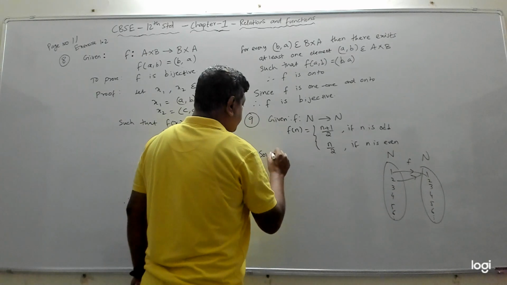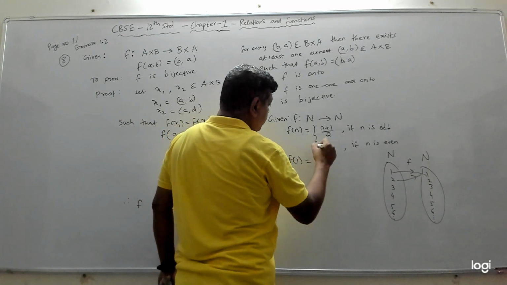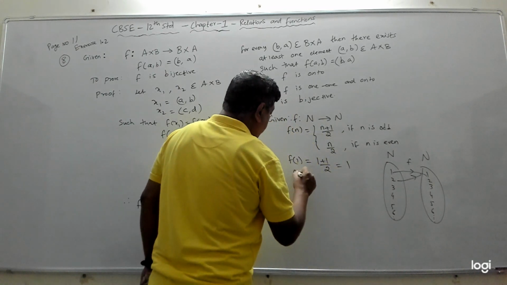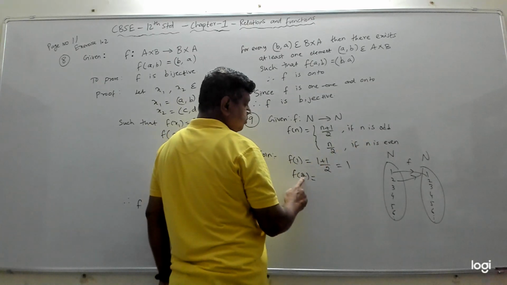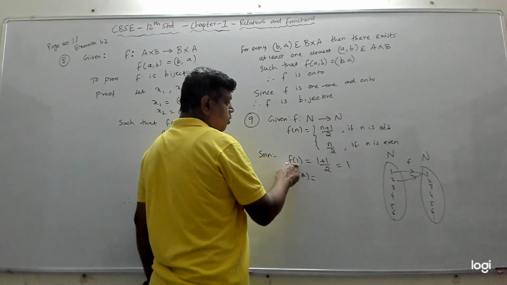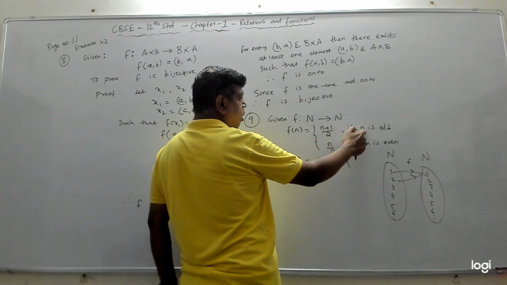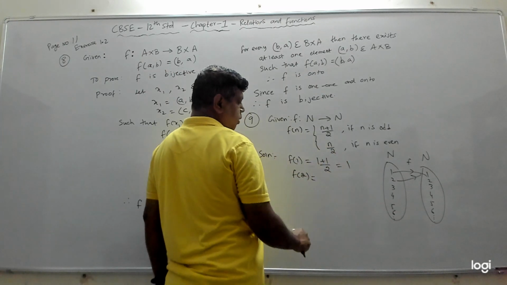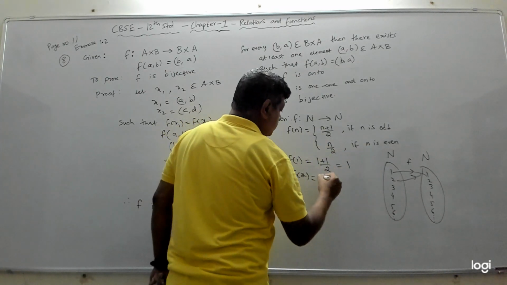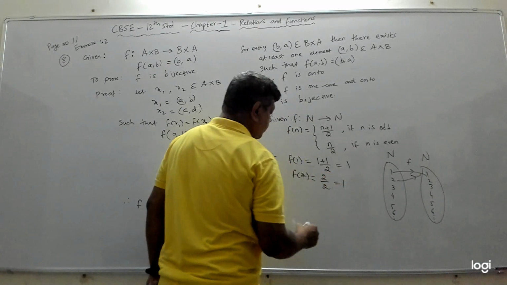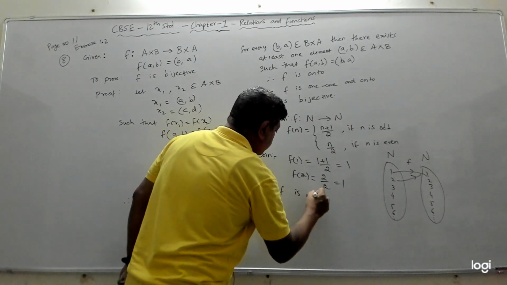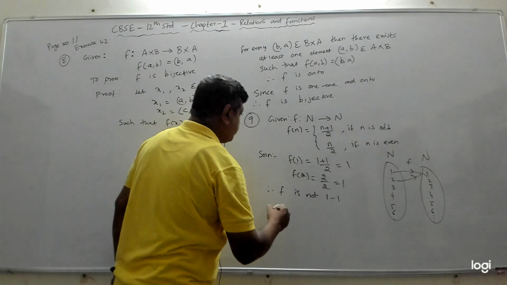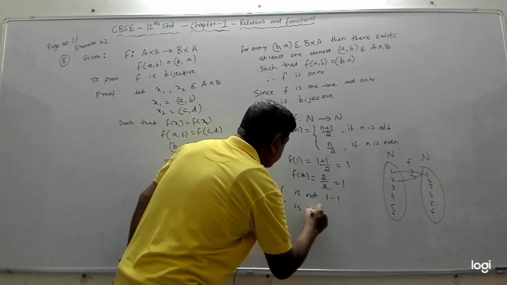So the solution will be, immediately we can say f of 1 is equal to 1 plus 1 by 2, that is equal to 1. For f of 1, n is 1, so odd, so we use the function n plus 1 by 2, so f of 1 will be 1 plus 1 by 2, 2 by 2, which is 1. For f of 2, n is even, so I should use the function n by 2, which means 2 by 2, which is also 1. Therefore, f is not 1 to 1. If f is not 1 to 1, then immediately we can say f is not bijective. Therefore, f is not bijective.